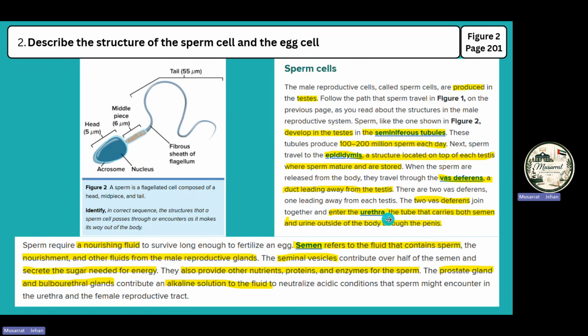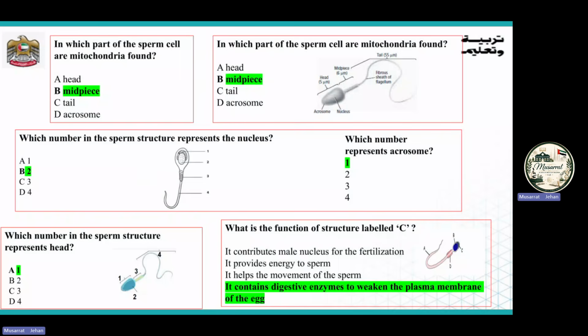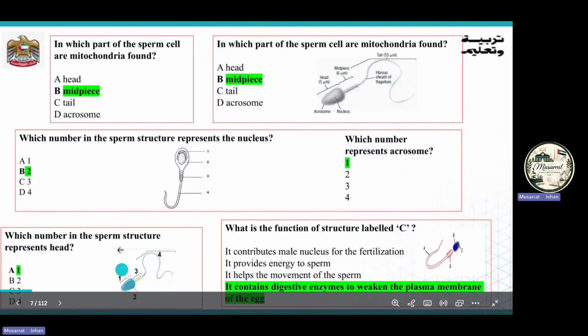It's a common passage, and the sperms are in the semen, which is a nourishing fluid, because sperms require nourishing fluid so that they can survive and fertilize the egg. So semen is the fluid that contains the sperm. It has nourishment and other fluids from male reproductive glands. The seminal vesicles contribute over half of the semen, which secretes sugar needed for energy, and also provides nutrients, proteins, and enzymes. The prostate gland and bulbourethral gland make it alkaline. We just discussed it in the previous slide. These are the questions based on the structure of the sperm.